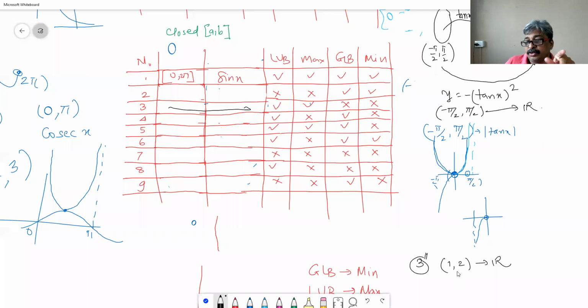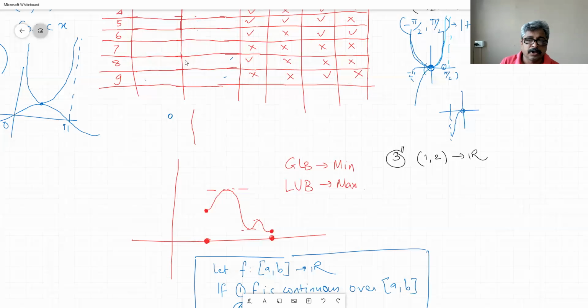Now I am not allowing you to take any open interval. I am asking you to take open interval from 1 to 2 and get me the function which will have LUB and maximum, not GLB and minimum. Now basically what you want is a function which is from 1 to 2 going to R and having the properties of third row.